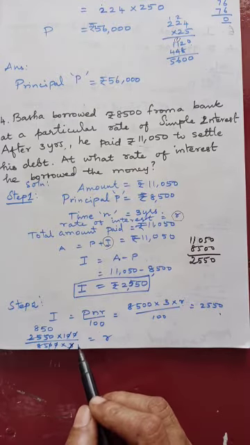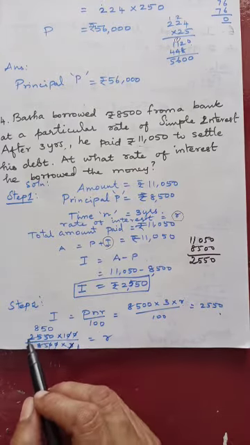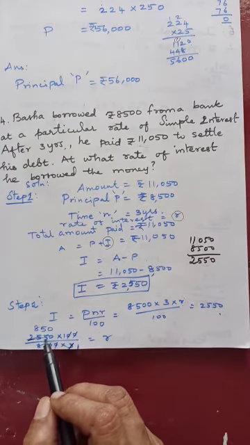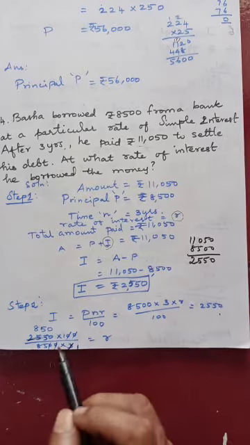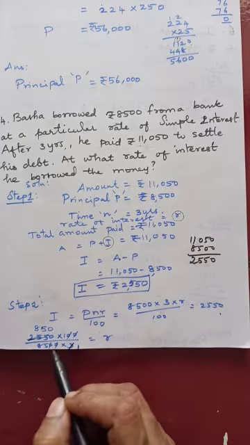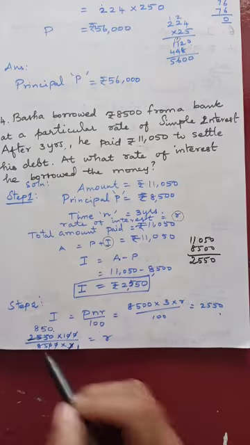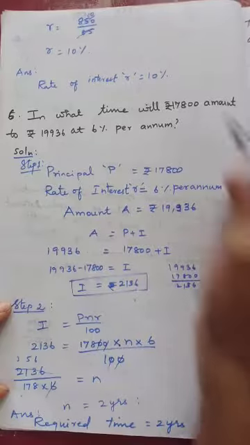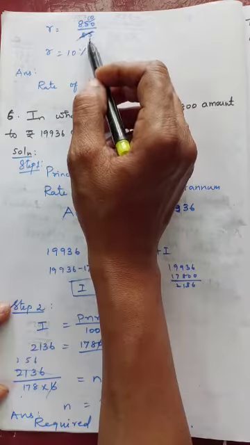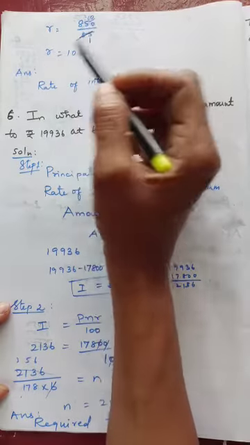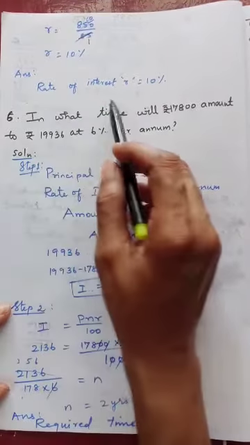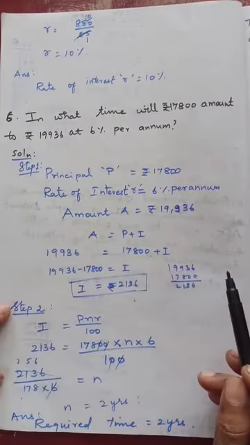Now you cancel 3 1 times. Here 8 3s are 24. Remainder 1 15, isn't it? 3 5s are 15. So 0. Okay. Then here 2 zeros cancel. So 850 by 85. So R is equal to 850 by 85. Now you cancel 85 1 times. 85 tens are 850. So R is equal to 10%. So answer, rate of interest R is equal to 10%.